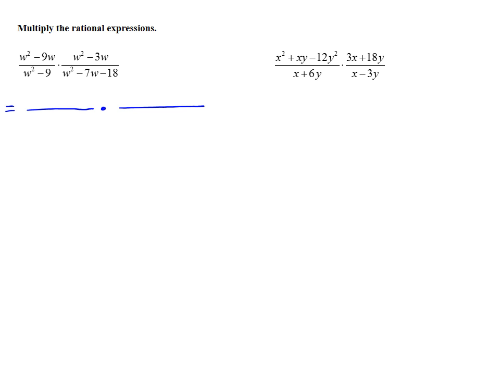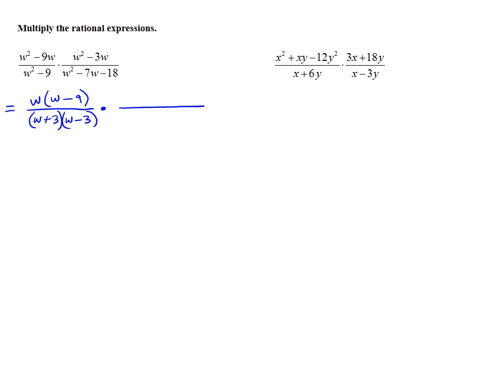In the first fraction, it's tempting to think of w squared minus 9w as a difference of squares, but notice the w is common. Always take something common out first. And when we do that, we see that we end up with w times w minus 9. It is not a difference of squares. The denominator, however, is w squared minus 9. Both of those are squares. There's a difference. So now we factor it to w and w, and 9 factors to 3 and negative 3.